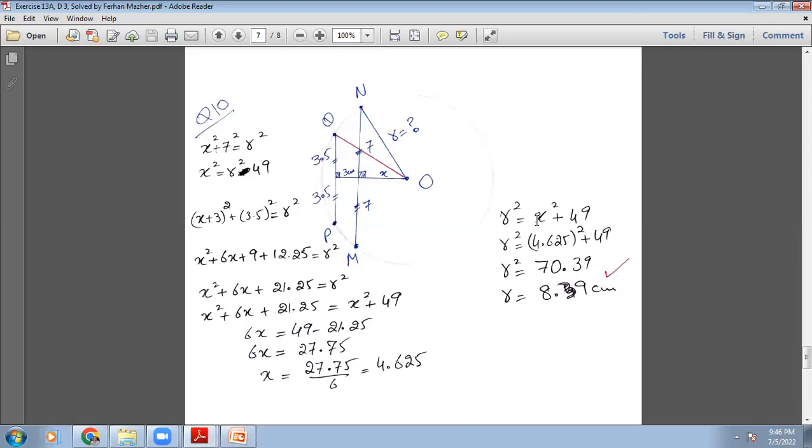The radius R square is equal to X square plus 49. I know the value of that, just substitute that X value here. So R square is equal to 4.625 square plus 49. So the answer will be 70.39. Take the square root on both sides. So R will be equal to 8.39. A little tricky question because it involved two variables and two equations.